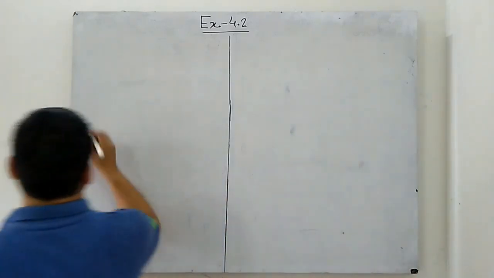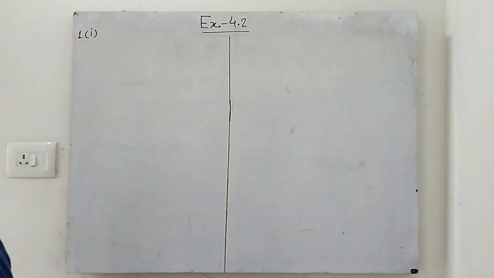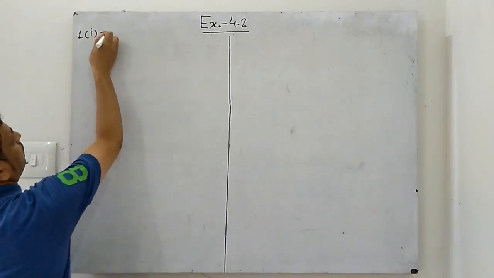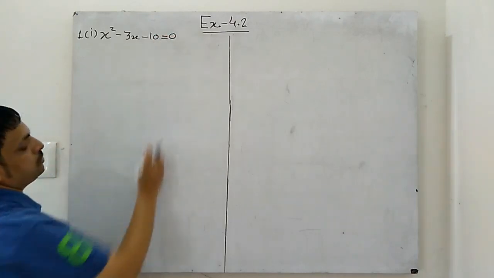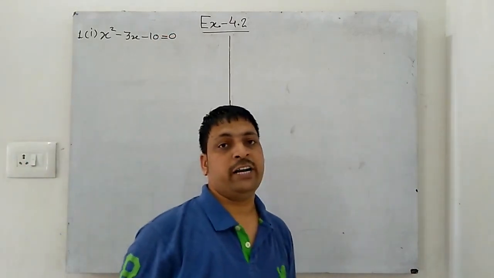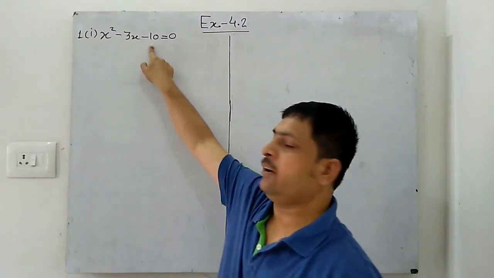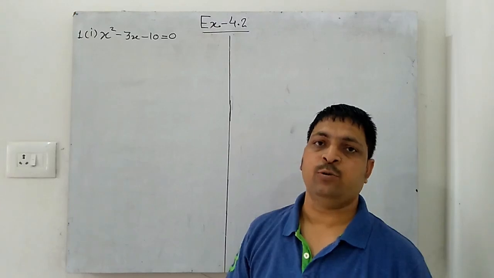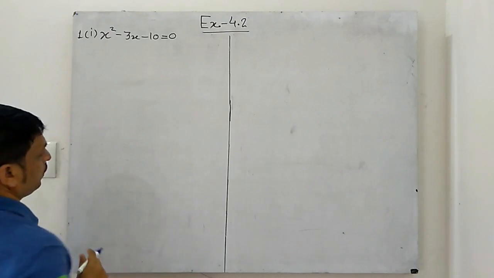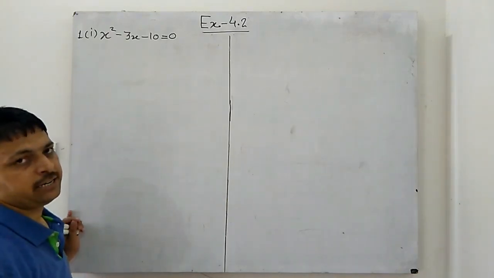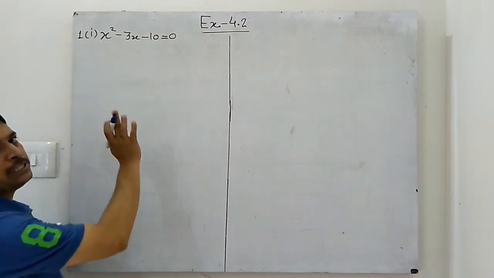So the first part of the first question is: an equation is given, that is x square minus 3x minus 10 is equal to 0. We have to find the roots by factorization method. So we have to factorize the left hand side. Students, we will use the splitting the middle term method here. We had already used this method in our previous classes, in 8th class and 9th class, and we had already done this in the polynomial chapter also.